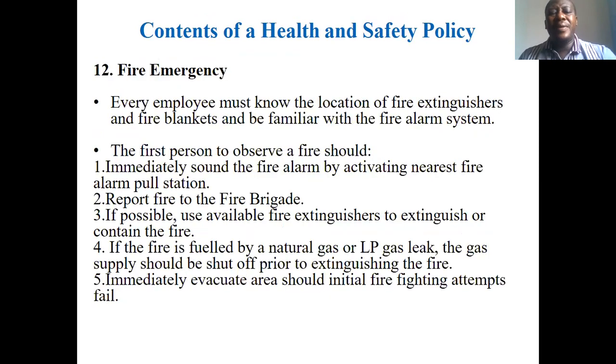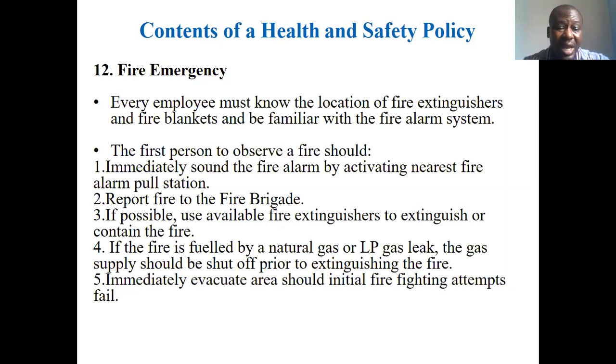And then fire emergency issues should also be contained in the health and safety policy. We're saying that employees must all know the location of the fire extinguishers and the fire blanket, and be familiar with the fire alarm system also. The first person to observe the fire should immediately sound the warning alarm by activating the nearest alarm pull station, and report the fire to the fire brigade. If possible, use available fire extinguishers to extinguish or contain the fire.